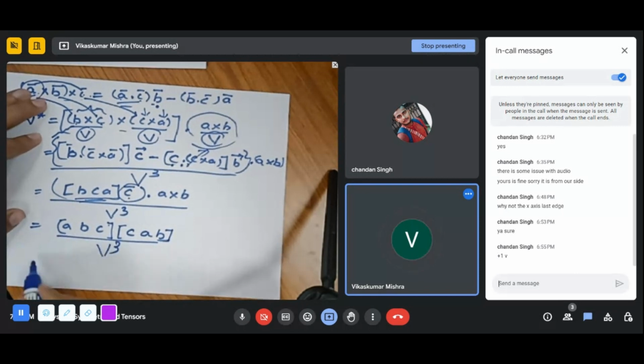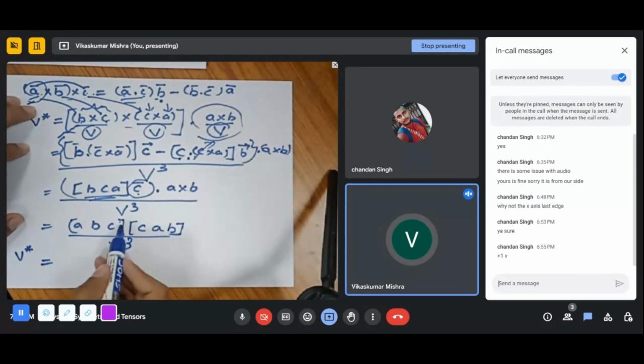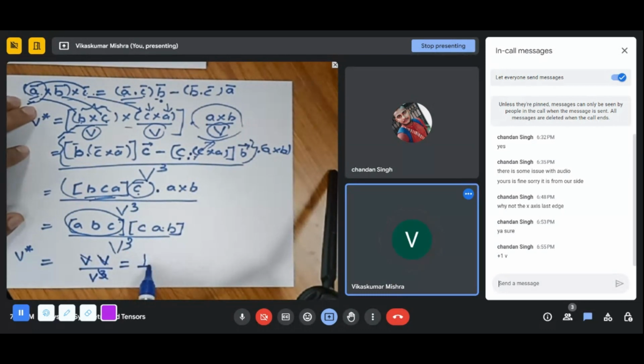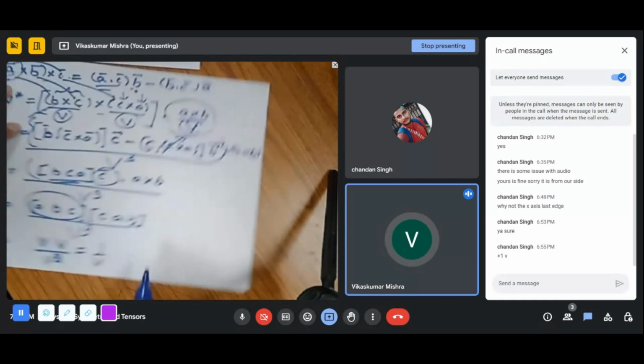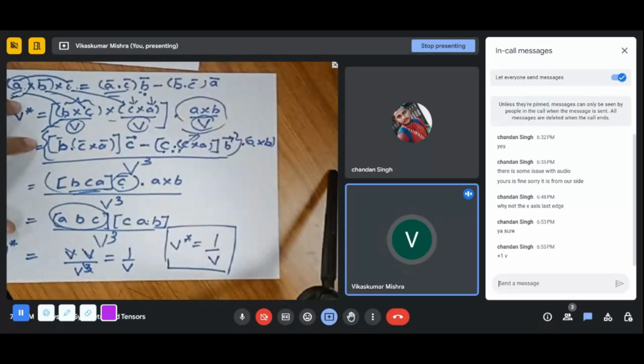So what we'll get over here, V star, that is the volume of the reciprocal lattice, will be equal to ABC, which is the volume of the real lattice. This can also be written in the ABC manner, and this is also the volume, divided by VQ. They will cancel out with each other, so we can write this as one upon V. So V star, the volume of the unit cell associated with the reciprocal lattice, and the volume of the unit cell associated with the real lattice will be equal to each other. And that is how we can solve this entire question.